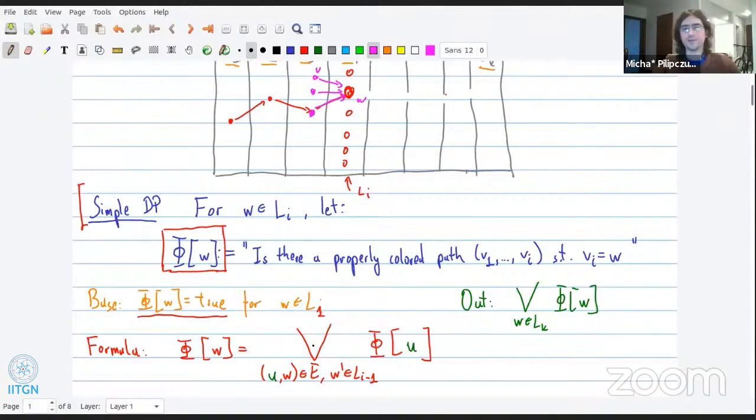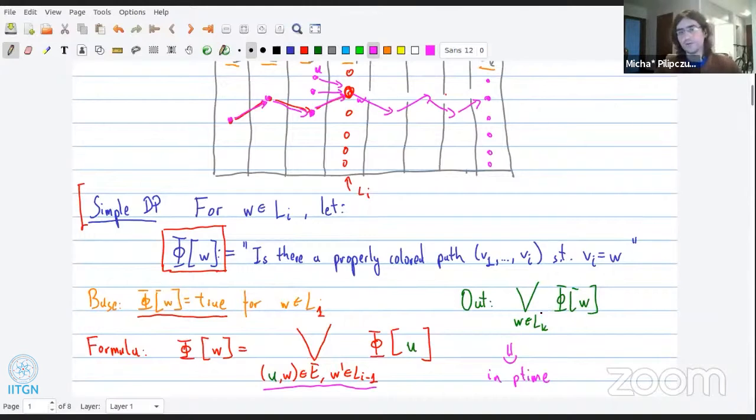So I make a big disjunction over all the vertices u that are predecessors of w from the previous layer, and I check whether there was a path looking like that ending in one of those predecessors, because then this path can be extended to vertex w, right? So if I now would like to understand whether there is a properly colored k-path in the whole graph, then I simply check whether any of the vertices in the last color can be reached by a path looking like that. Right, so this variant of the problem is indeed in P-time, can be solved in polynomial time.